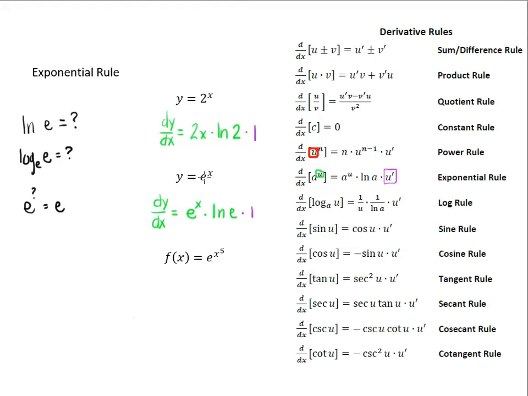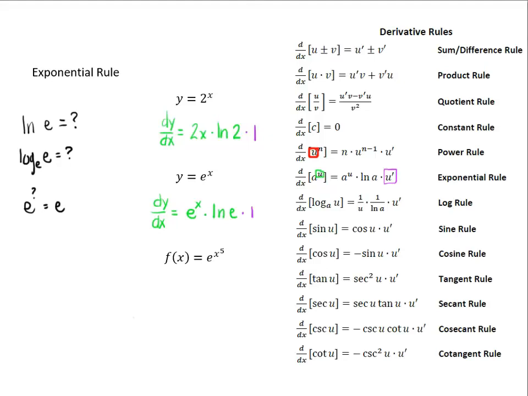So the derivative of e to the x is just e to the x. It's itself, which is so cool. That's one reason why e is such a special number: e to the x is its own derivative. All other exponential ones will not work out that way. You always have this natural log of something. But the natural log of e goes away with e to the x. So the derivative of e to the x is e to the x.